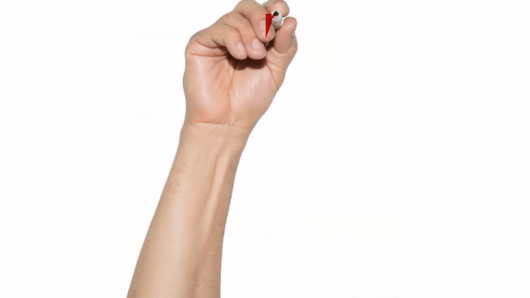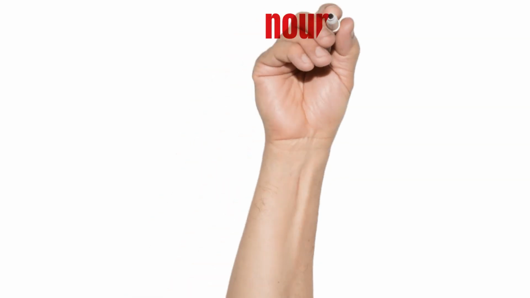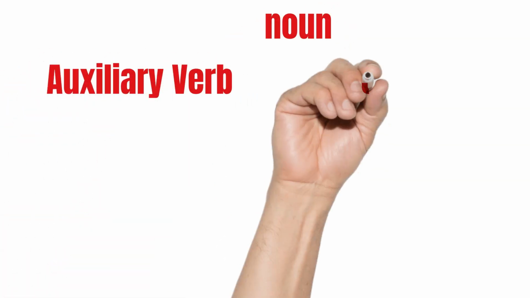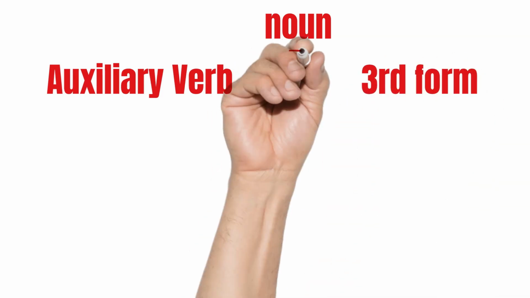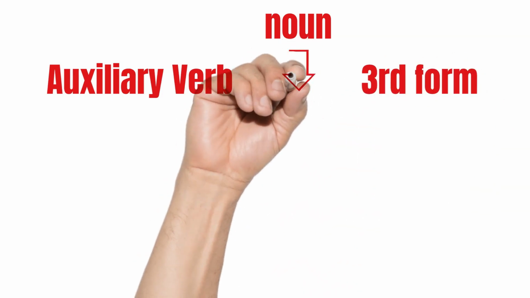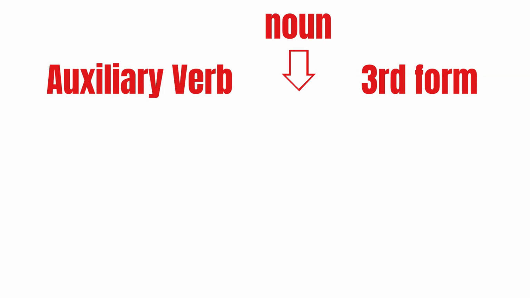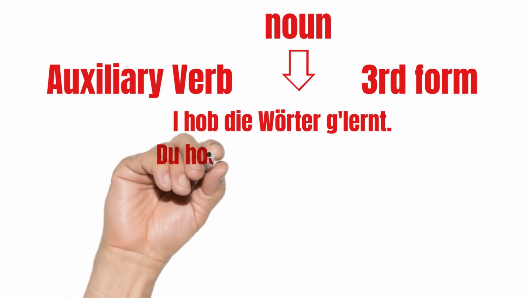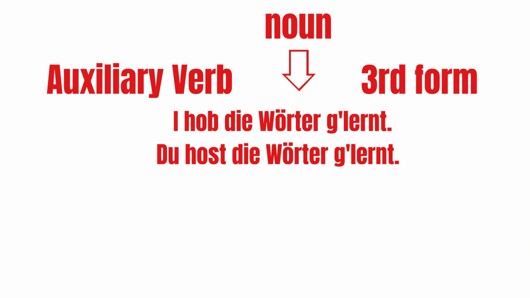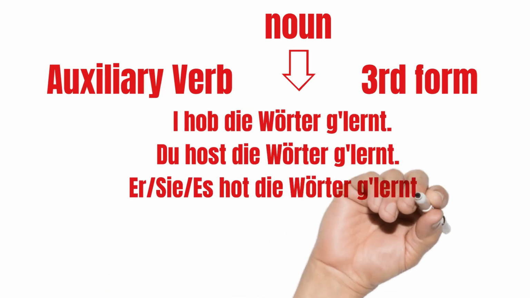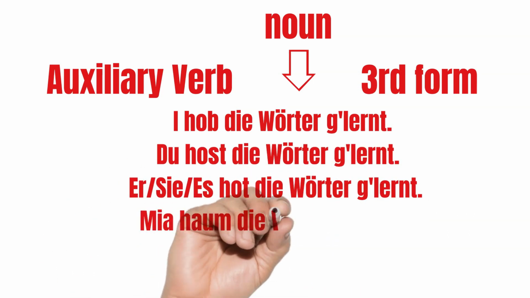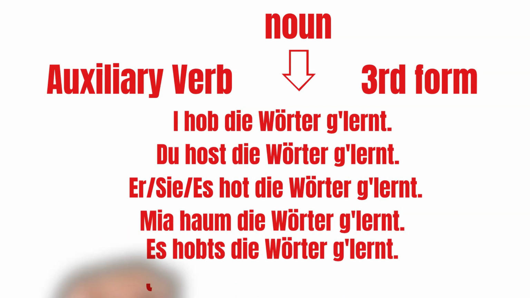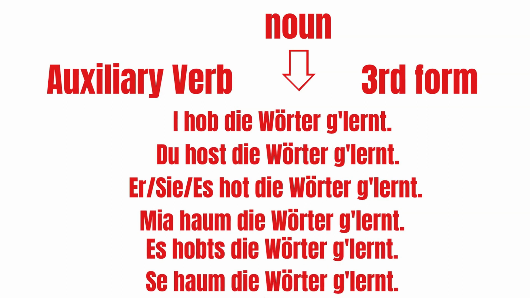If you want to say a sentence with a noun, we have to put the noun between the auxiliary verb and the third form. In English, we would use I have learned the words. In Austrian German, we say ich hab die Wörter gelernt. Du hast die Wörter gelernt. Er, sie, es hat die Wörter gelernt. Wir haben die Wörter gelernt. Es habt die Wörter gelernt. Sie haben die Wörter gelernt.